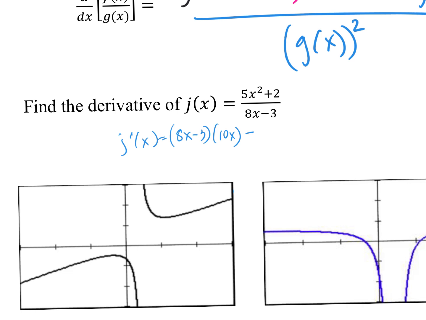What's my higher function? My higher function is 5x squared plus 2. That must be in parentheses or else we got a problem. Low D high minus high D low. Derivative of the lower: 8. All over low, low. Just take that bottom function, the lower function, square it, we're done.